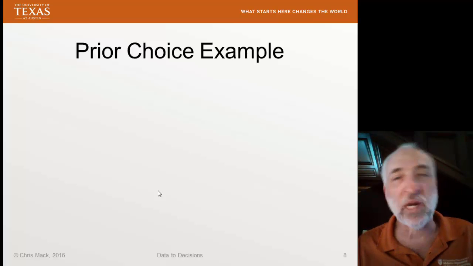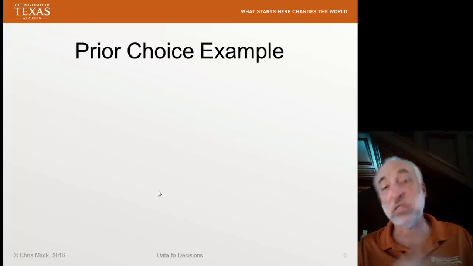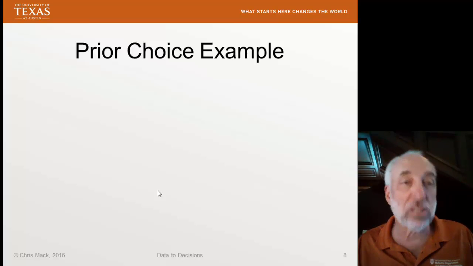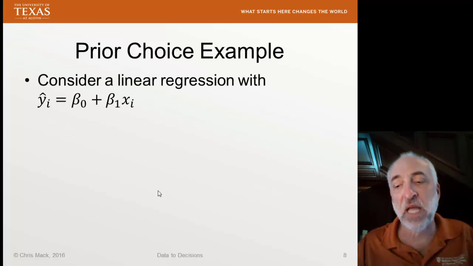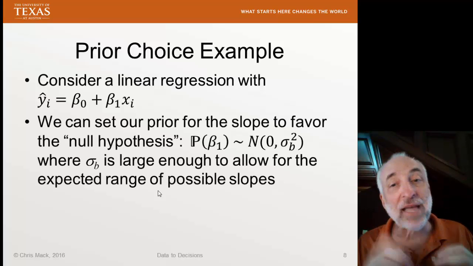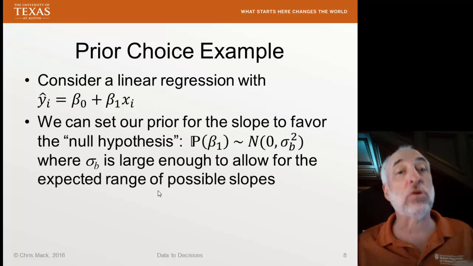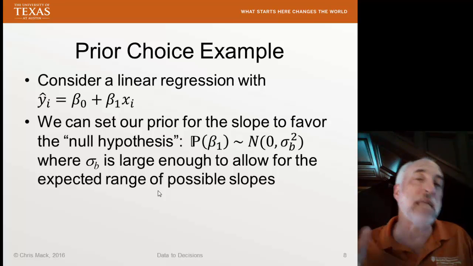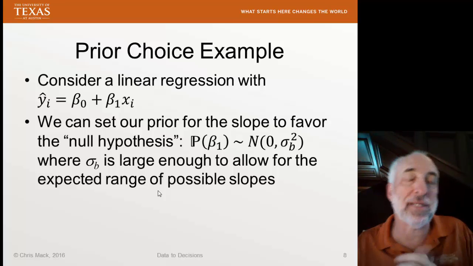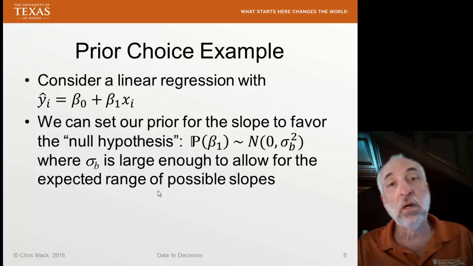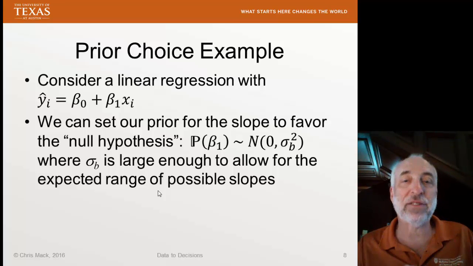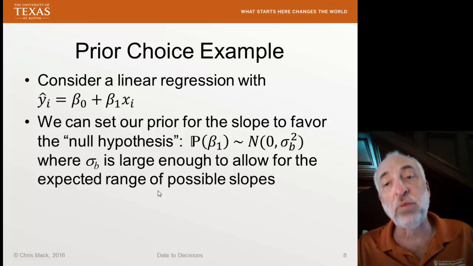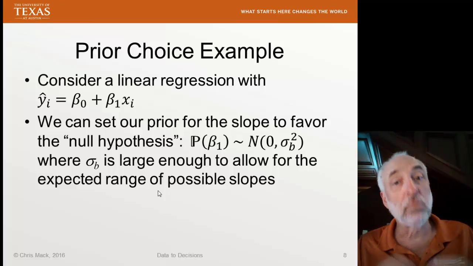Let me give you another prior choice example. This is popular in some kinds of work that you might do. Again, let's consider a linear regression, and let us set our prior to favor a null hypothesis. This is kind of like how we do hypothesis testing with Bayesian regression. I will assume that the slope is 0.